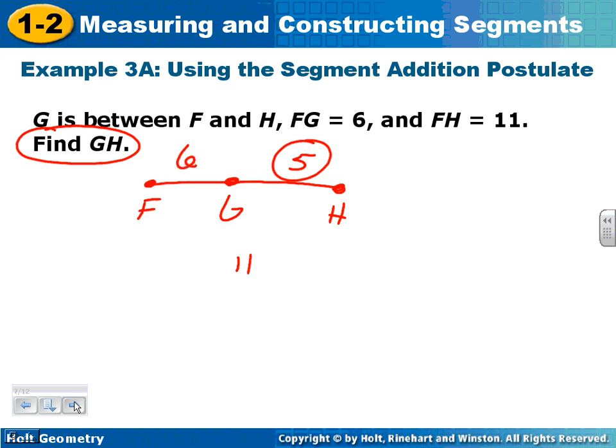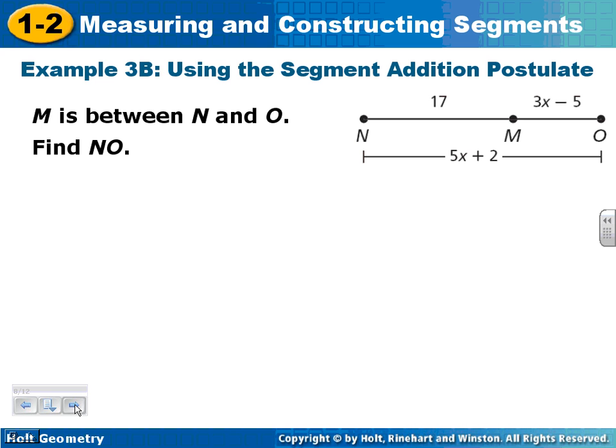Let's do the same thing now, just with some algebra. Yes, this is why you have to take algebra before you take geometry. It reads, M is between N and O. Find NO. Well, it has a diagram here for us. What you would do is you would write an equation. I would take this 17 and I would add it to 3x minus 5. Let's write that down. 17 plus 3x minus 5 would equal 5x plus 2.